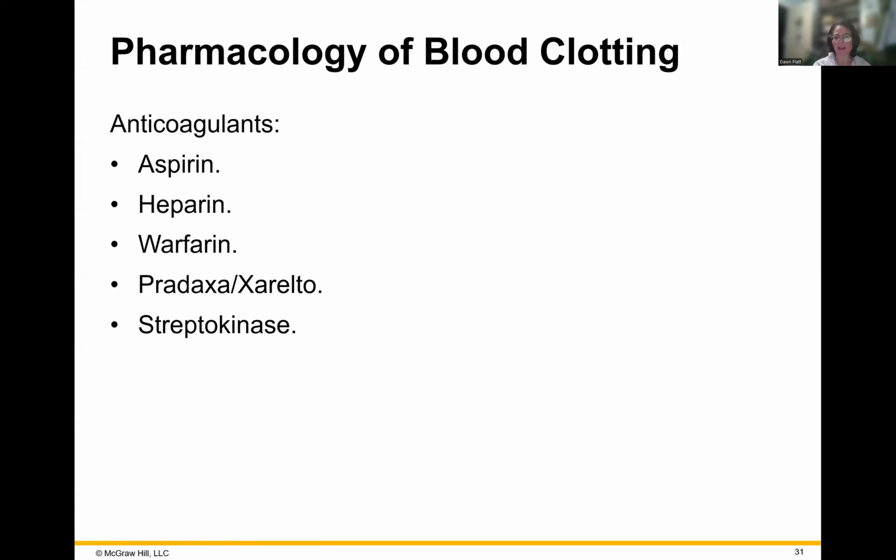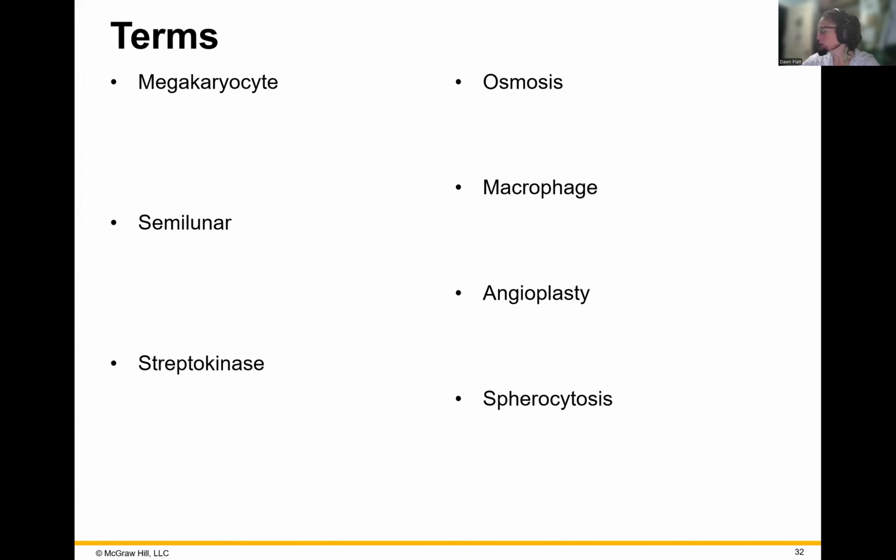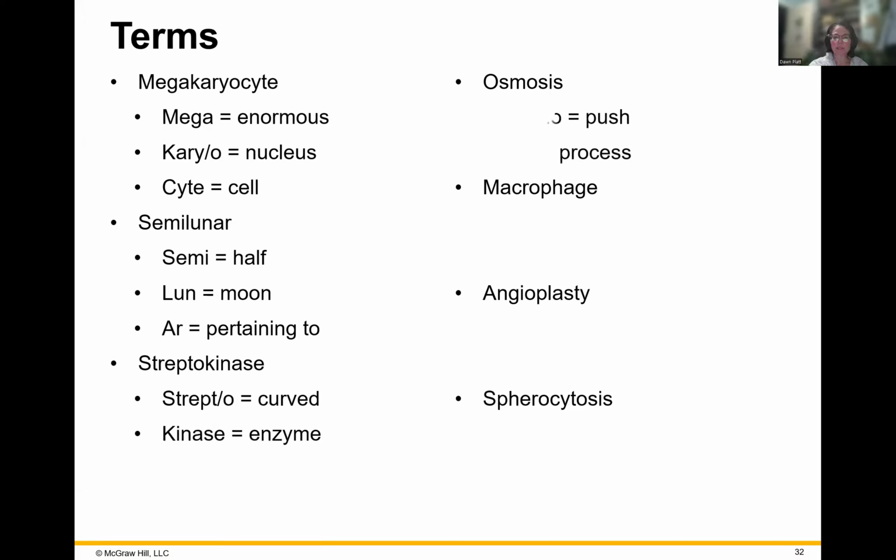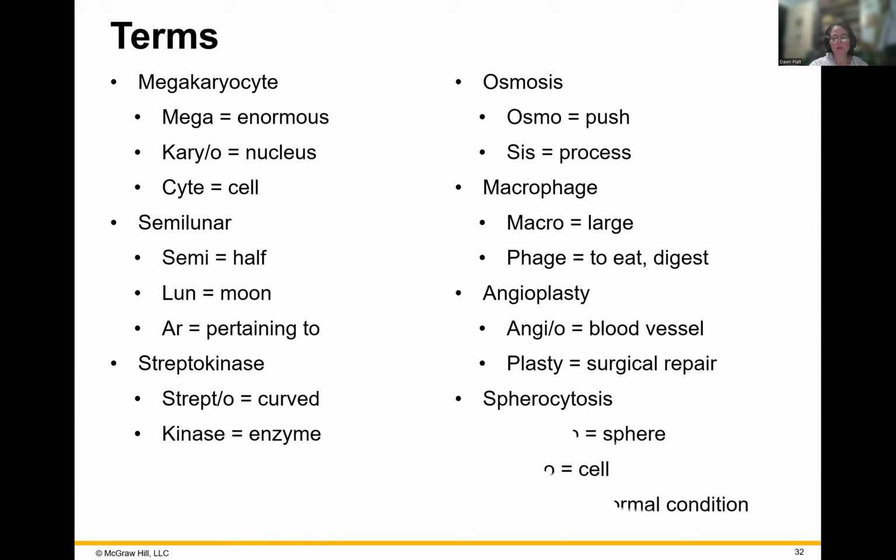Here are some terms that you might see in your chapter, and I believe we're at the very end of this chapter. So we have megakaryocyte, semilunar. That one has to do with the shape in sickle cell anemia. It's semilunar, a lunar moon, looks like a crescent moon. Streptokinase, osmosis, macrophage, angioplasty, and spherocytosis.